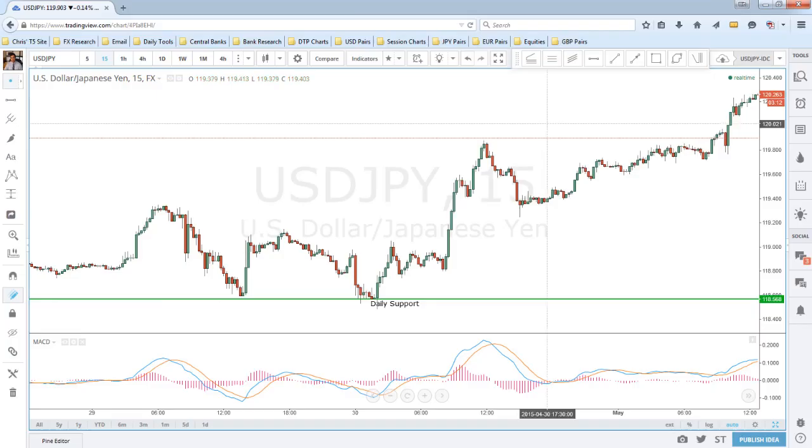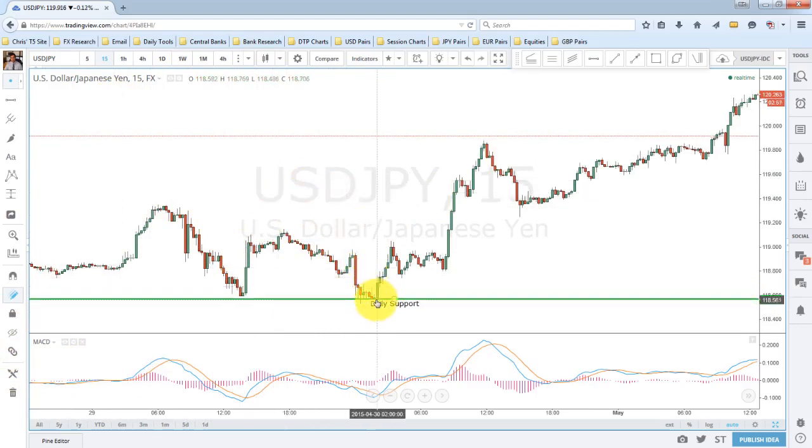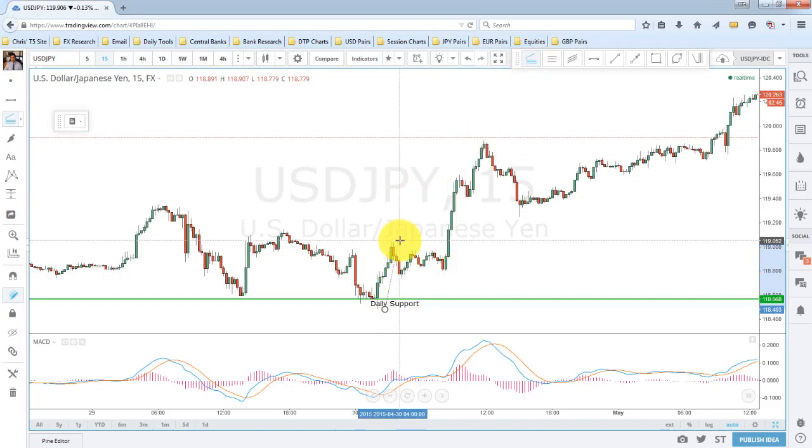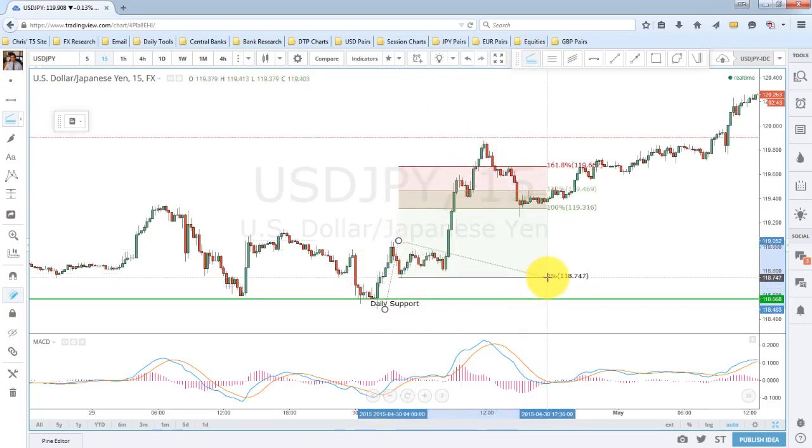Okay, so in this example, price has come down to a level of daily support. This is our 15-minute chart. With an extension setup, we look for price to come into that support level and then create this pattern. Here's the low. We have the rally, the pullback, and this leg. So we have an ABC or 1, 2, 3, where the C or the three-wave extends to the 162% projection.